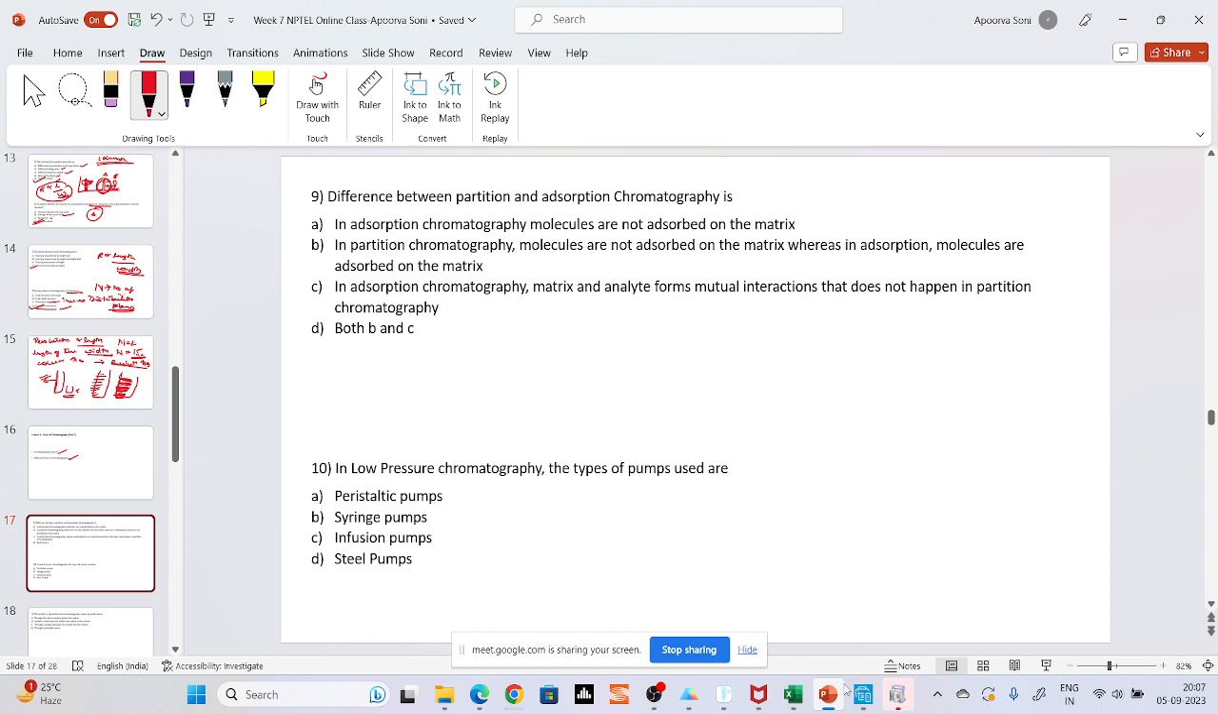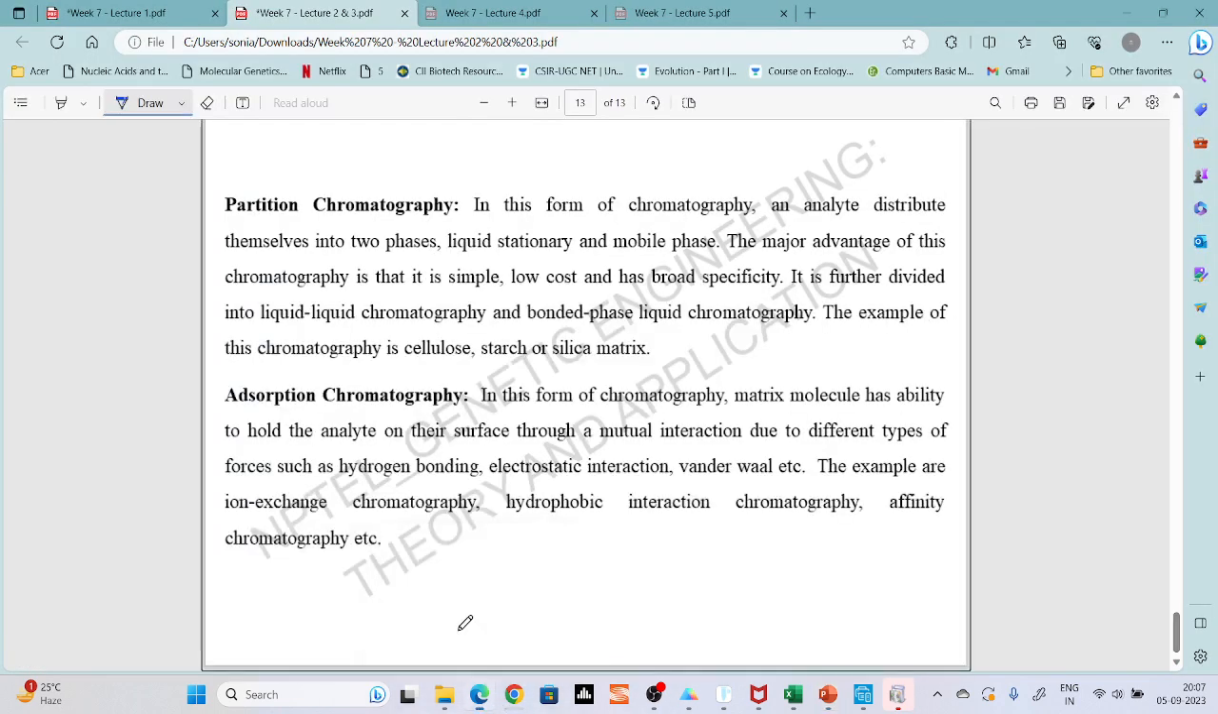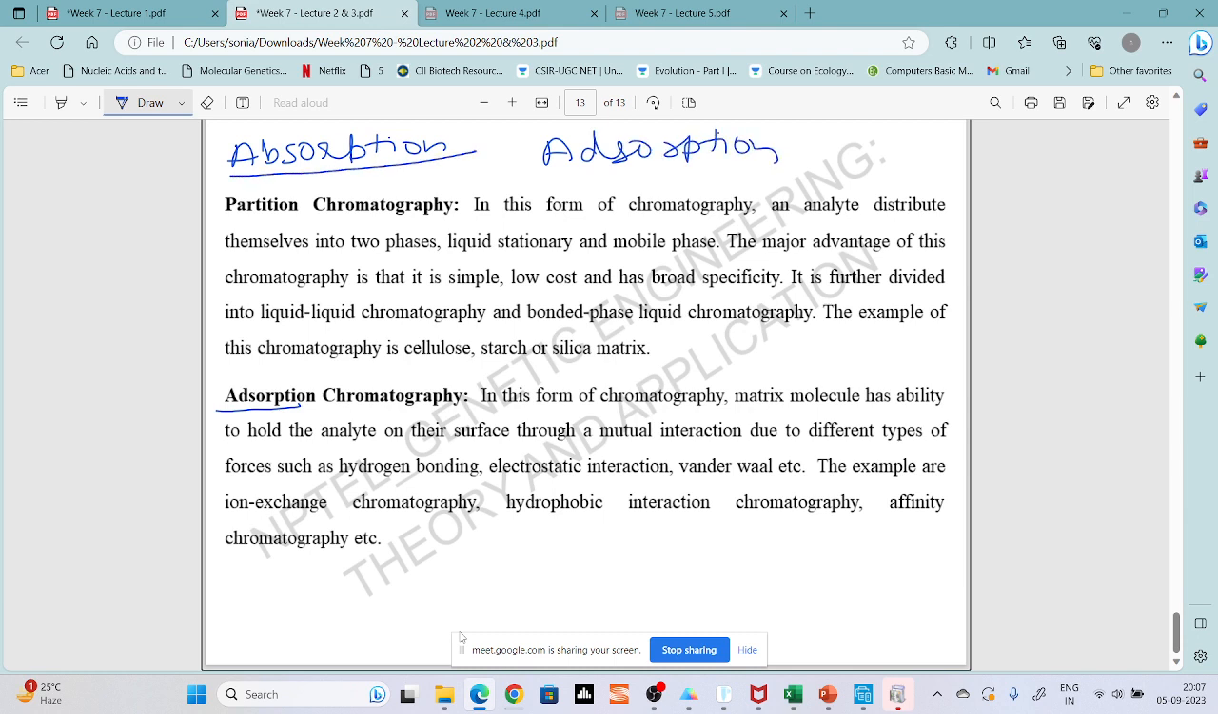Okay, anyways, I'll just explain quickly what partition and adsorption chromatography are. Basically, do you know the difference between absorption and adsorption? There are two terms. First is absorption, and the second one is adsorption. Absorption means that something is getting absorbed, getting inside the surface. And adsorption means that it just sticks on the surface, it does not go inside it.